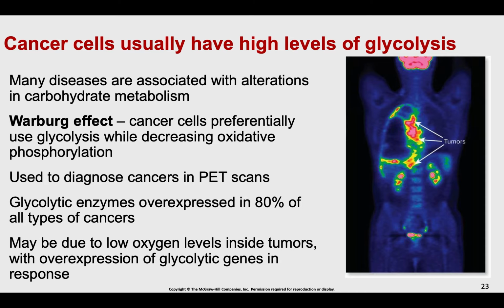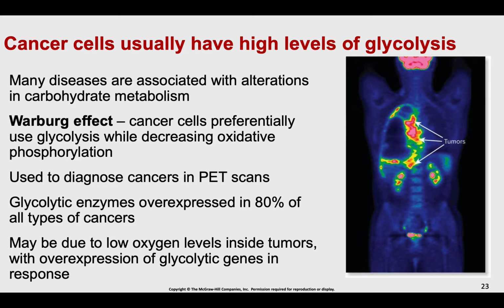One thing that your book mentioned, which I think is really cool, is that cancer cells have unusually high levels of glycolysis. We can actually see this through different imaging technology that we have. Many diseases are associated with alterations in carbohydrate metabolism. In cancer cells this is called the Warburg effect, where cancer cells are preferentially using glycolysis while decreasing oxidative phosphorylation. So they're mainly using glycolysis to get their energy.